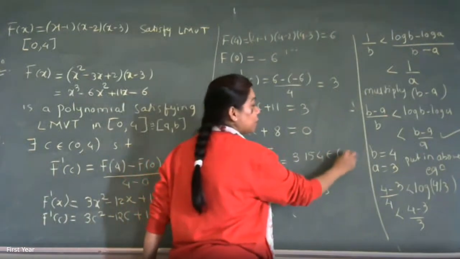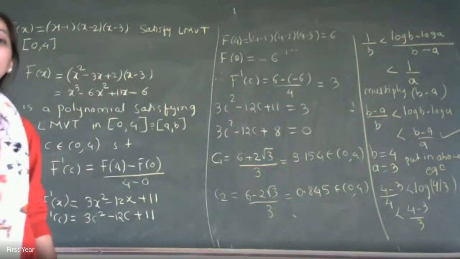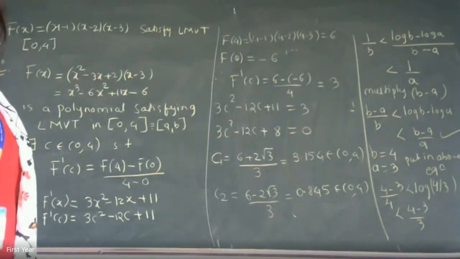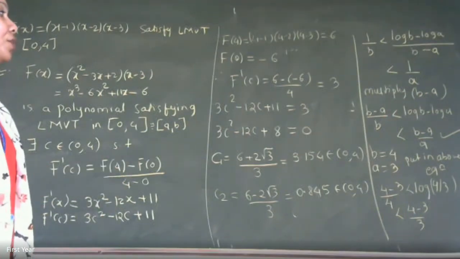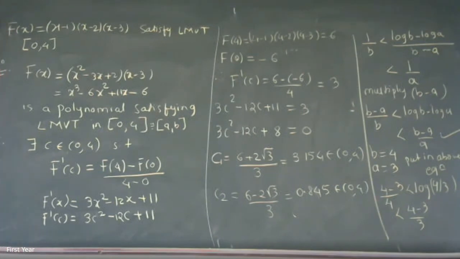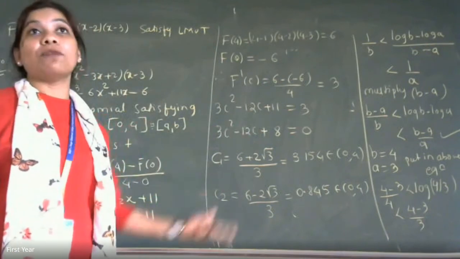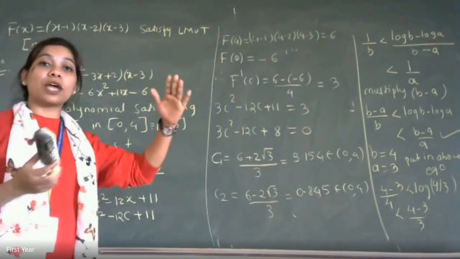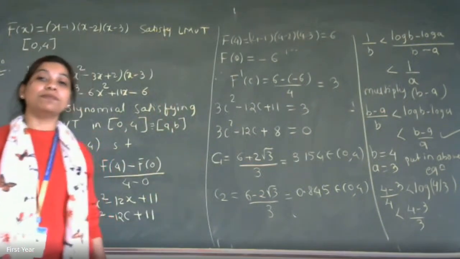Yes, ma'am. And are these two values belonging to open interval 0, 4? Both the values belong to 0, 4. These are the values of C which you wanted. So C is equal to 3.154 and 0.845. Both the values belong to open interval 0, 4, where your function f of x satisfies Lagrange's mean value theorem. So there are 2 points, maybe one is maxima point, another is minima, and those tangents are parallel to the line joining the end points 0 and 4. That's the meaning of Lagrange's theorem.